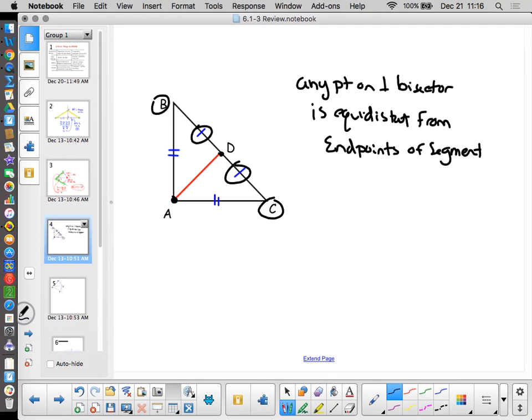Part B asked, is it on the angle bisector? Well, this is a little more difficult, but again, once I know this is a right angle, then the triangles are congruent because of hypotenuse leg. And if those triangles are congruent, that means their corresponding parts must also be congruent. So AD is also the angle bisector. It's a little more roundabout way of getting to it, but I can prove it.